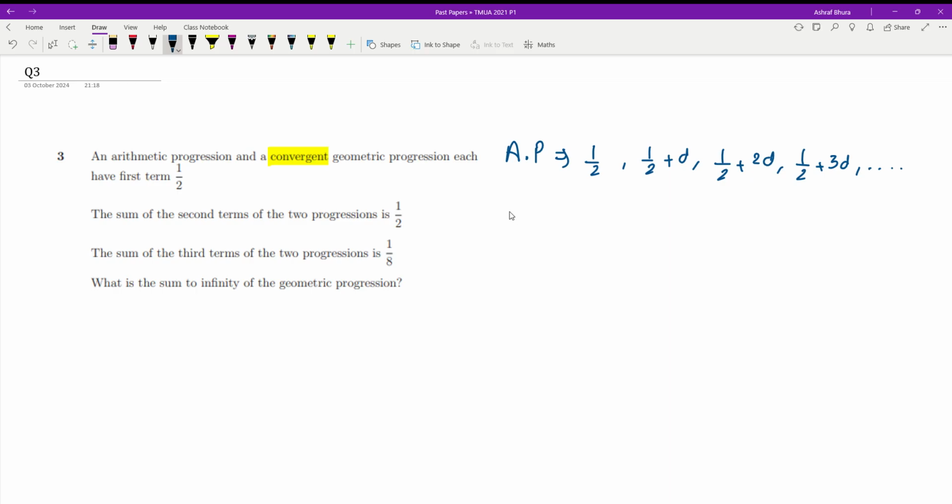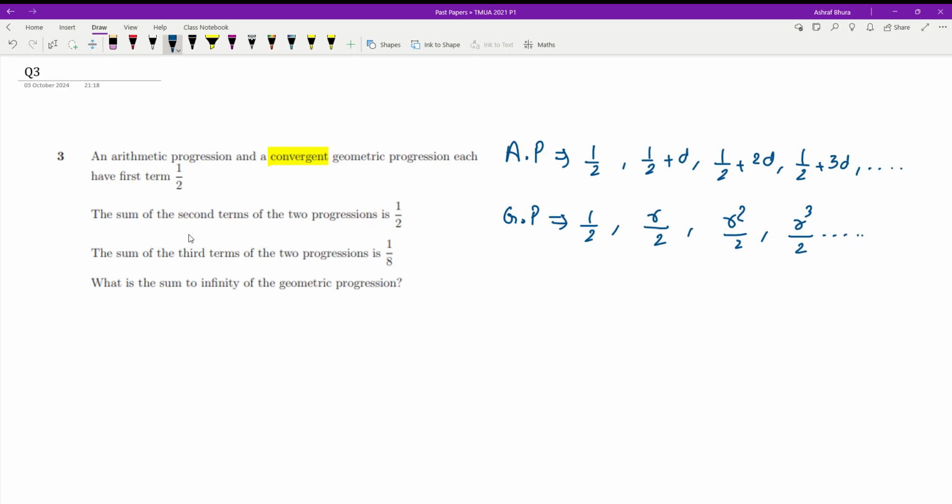What about the geometric progression? So the first term has been given as 1/2. Considering r as the constant ratio, we can say that the second term is r/2 and the third term is r²/2 and the fourth term is r³/2. And this way the geometric progression will go on.